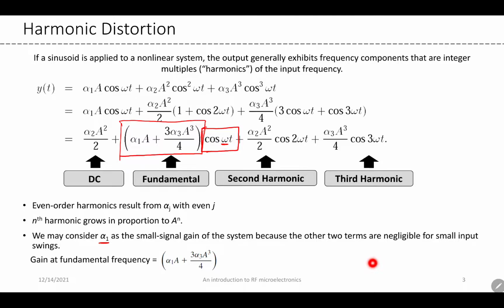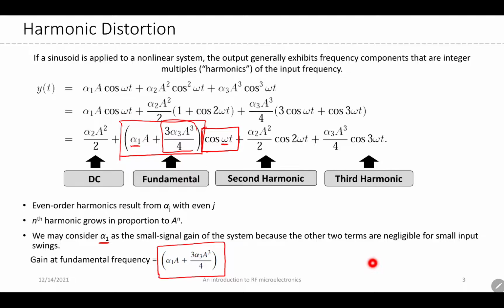the overall gain at the fundamental frequency is not just the small signal gain. There's another term which is 3 alpha 3 times a cube by 4. So the gain at the fundamental frequency is alpha 1 a plus 3 alpha 3 a cubed by 4. So this is your gain at the fundamental frequency, and if a is very small, then it boils down to alpha 1.